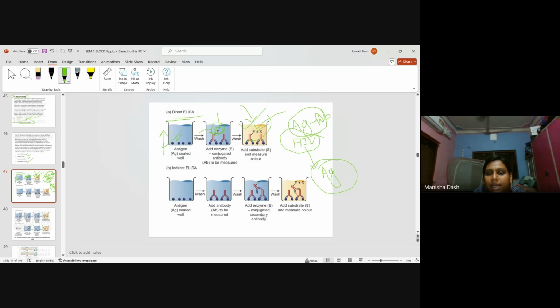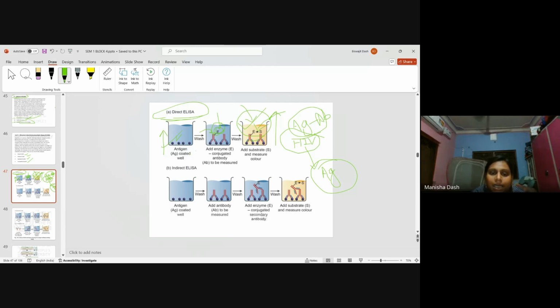You will get a very intense color here, because the more the antigen, the more antibody will go and bind to it. More antibody binding means more enzymes are available, and more enzymes mean more conversion of the substrate into the color product. So high intensity of color. So that is the use of immunoassays. Okay, you want to find out the concentration of an antigen in an unknown sample.